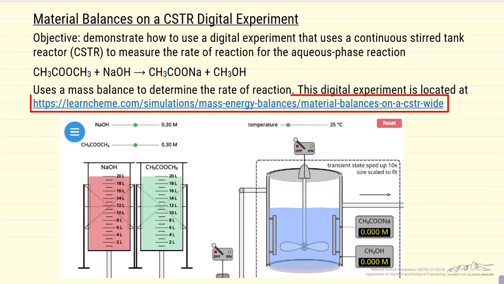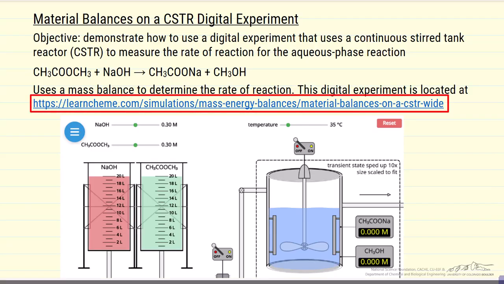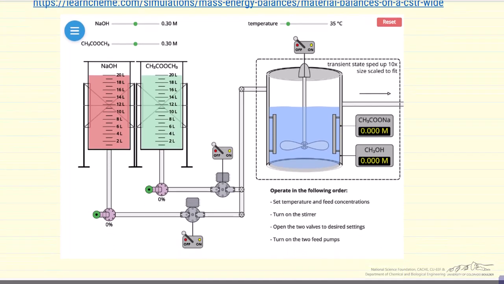Now, this experiment is located on the LearnChemE site, the link is given here. A snapshot of the digital experiment is shown here. So notice a couple of things.